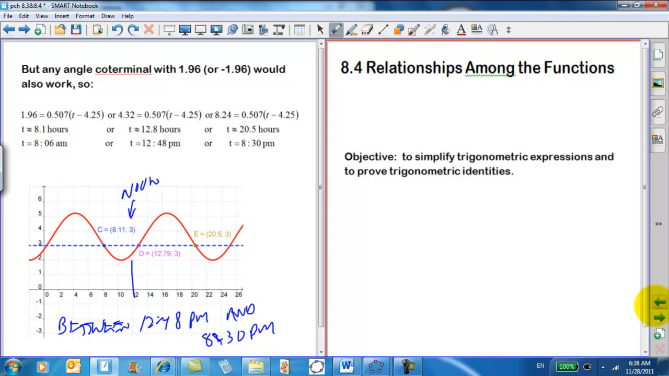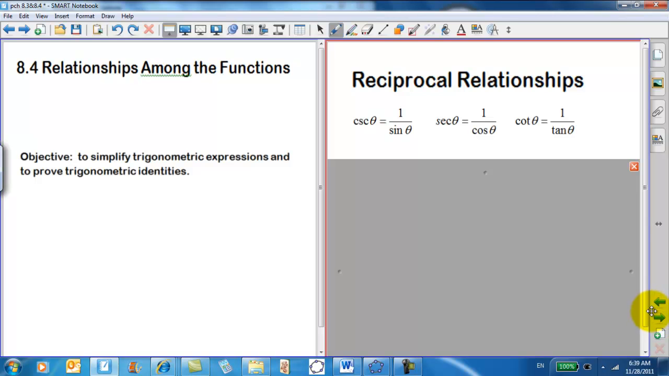Okay, now 8.4, relationships among the functions. We're going to simplify trig expressions and prove trig identities. You've seen all these relationships before in Algebra 2 Honors, but I want to help you memorize all these, because that's what you've got to do. There is no formula sheet on this. You've got to know all your Pythagorean relationships and reciprocal relationships and so forth.